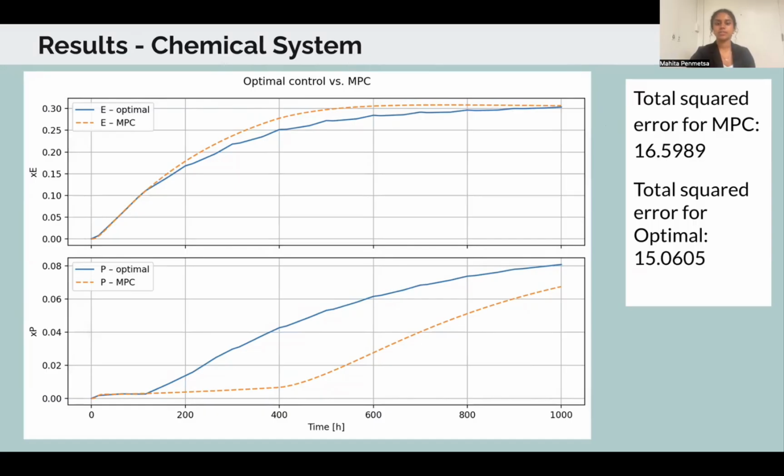So here are my results, and they clearly show that MPC is not as accurate as optimal control over the total horizon. In this case, the blue line is optimal and the orange line is MPC, and you can clearly see for E, it's pretty close, but for P, it's not close at all. It didn't work well for P, and there was almost 70% more error for MPC compared to optimal. So P was the product and E was the byproduct. The total squared error for MPC was 16.6, and the total squared error for optimal was around 15, which clearly shows that there was more error with MPC.